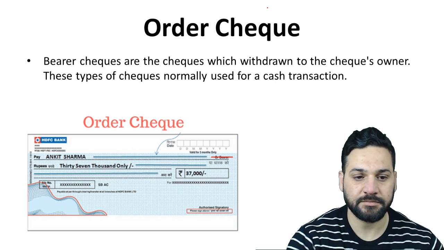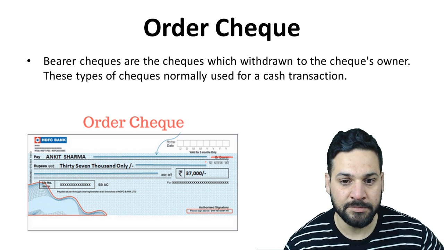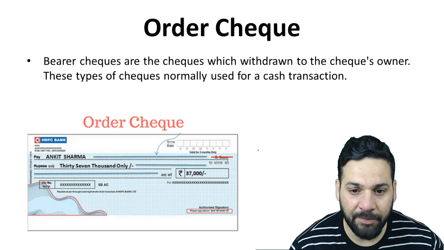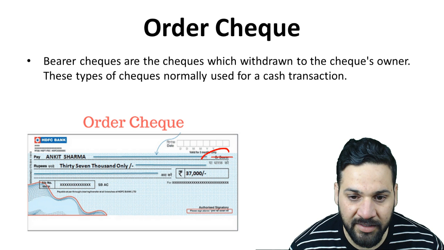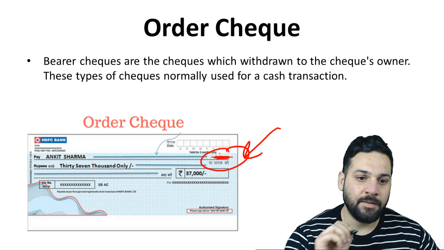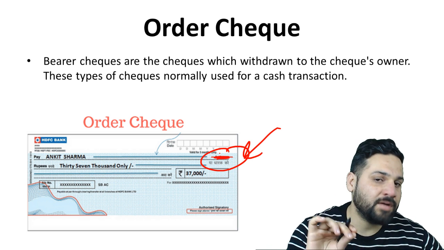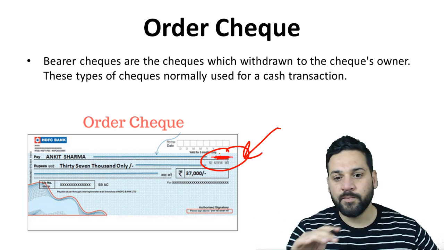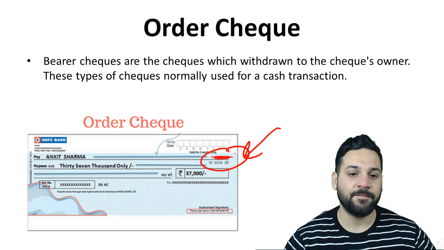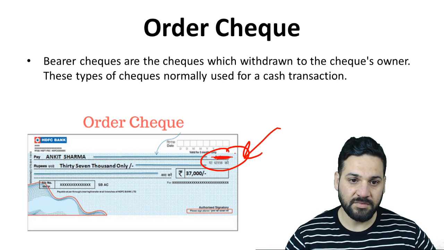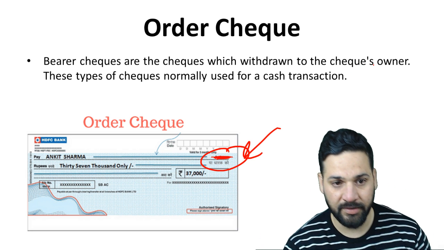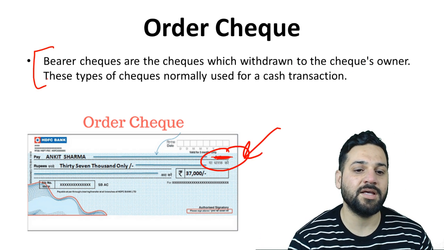But another thing, here it is written bearer, right? What is the difference between a bearer check and an order check? See, there is written bearer. If I cancel this bearer, when it is written, pay Ankit Sharma, or pay whatever XYZ person, or bearer, but if you cut the bearer, this cannot be a bearer check, or the check which is withdrawn to the check's owner.